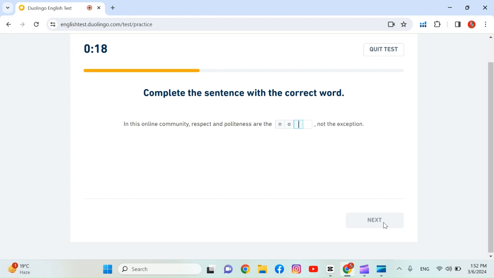In this online community, respect and politeness are the norm, not the exception. Or the what? None? I don't know. I'm not sure about it. In the end, victory seemed much more likely than defeat. Next.